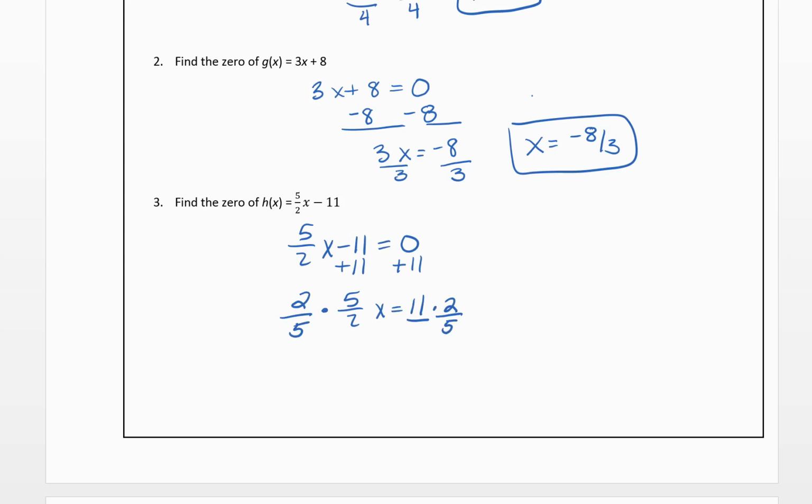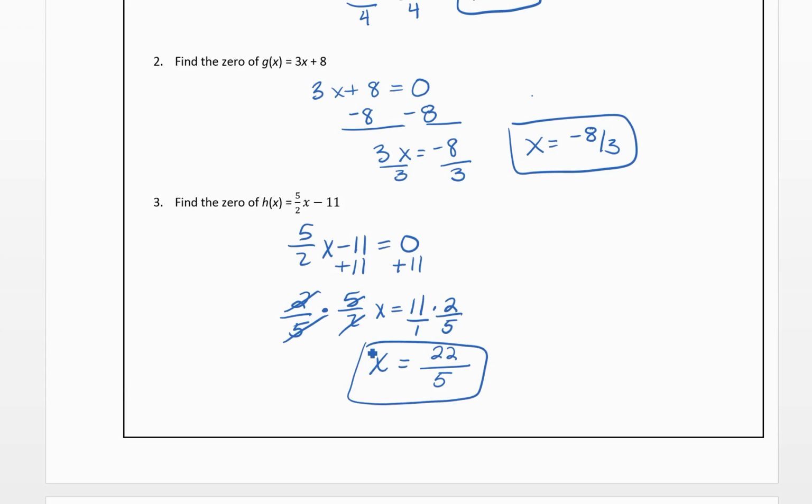And remember, 11 is like 11 over 1. So here, the 2's cancel out, the 5's cancel out. We just get x equals, when you multiply across the top, 11 times 2 is 22, over 1 times 5 is 5. So here our zero would be 22/5.